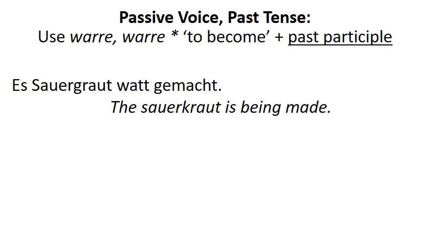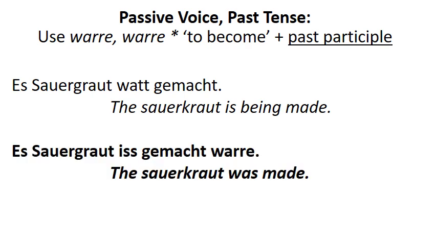And that has an asterisk. So that means the helping verb we're going to use is ich bin, du bist, er is, sie is, es ist. So we're going to use that helping verb is and the past participle woara. So what happens when we do that? This is what we get. Es Sauerkraut ist gemacht worda.